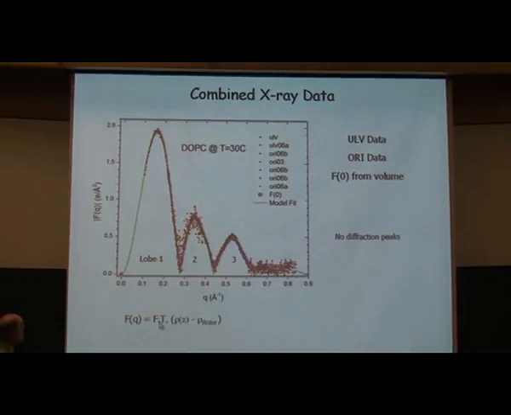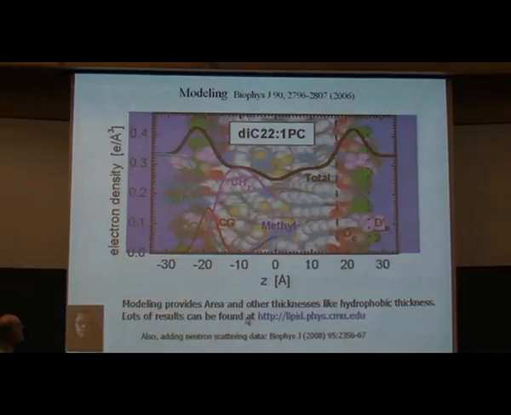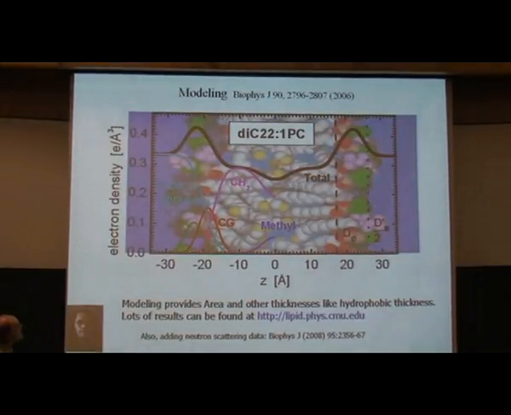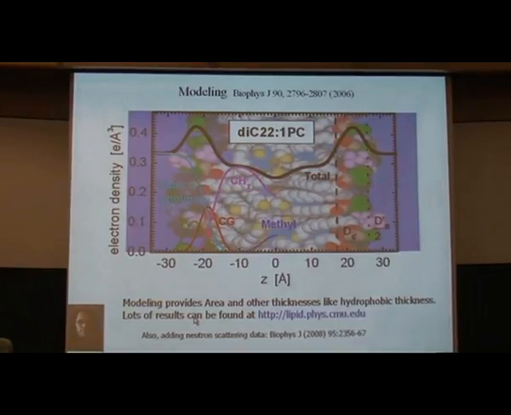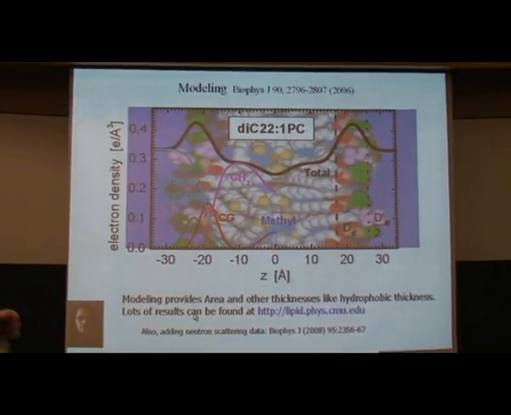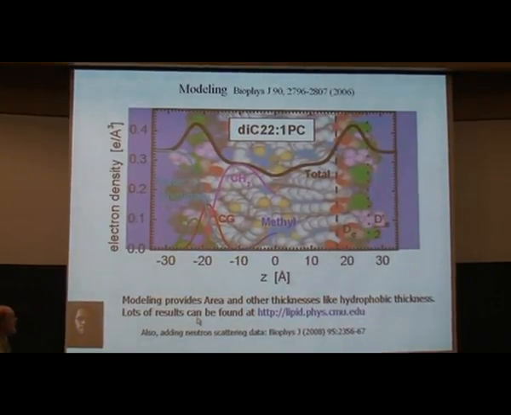So the F of Q, again, remind you, is the Fourier transform. And so now we can get the electron density profile. Since I'm running short on time, this actually involves a certain amount of modeling.